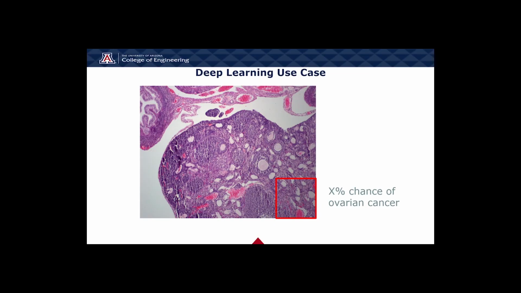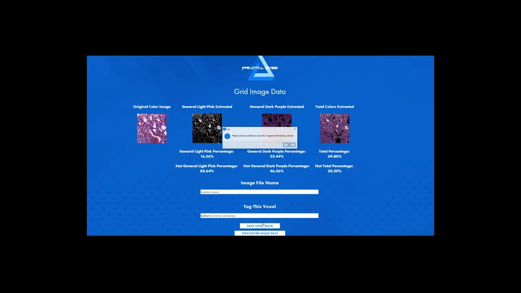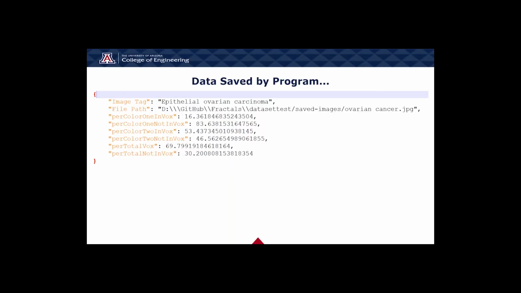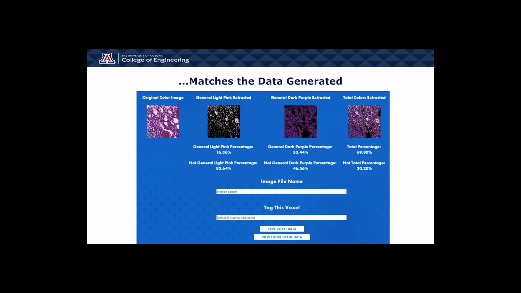A future deep learning software would implicitly detect a strong presence of dark purple, highlight that cell, and show the percent chance that this cell is an ovarian cancer cell. I can then click Save Voxel Data and select a folder for the deep learning training dataset. Looking at the JSON file which I saved using the program, this shows the exact information displayed from the software was saved to the computer.